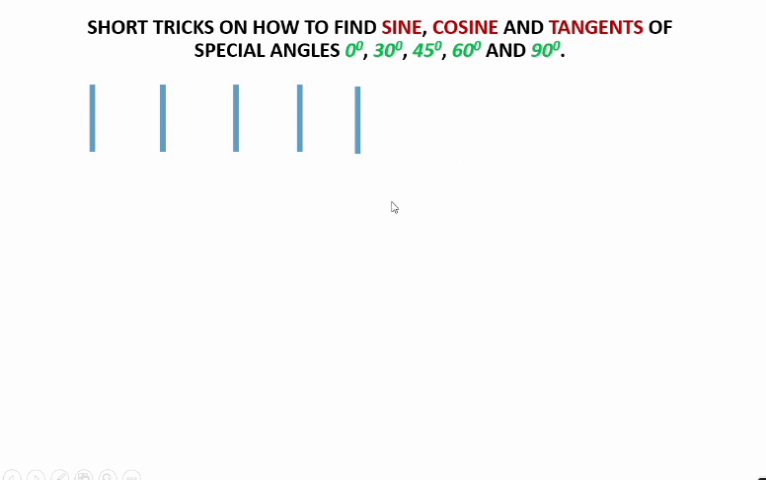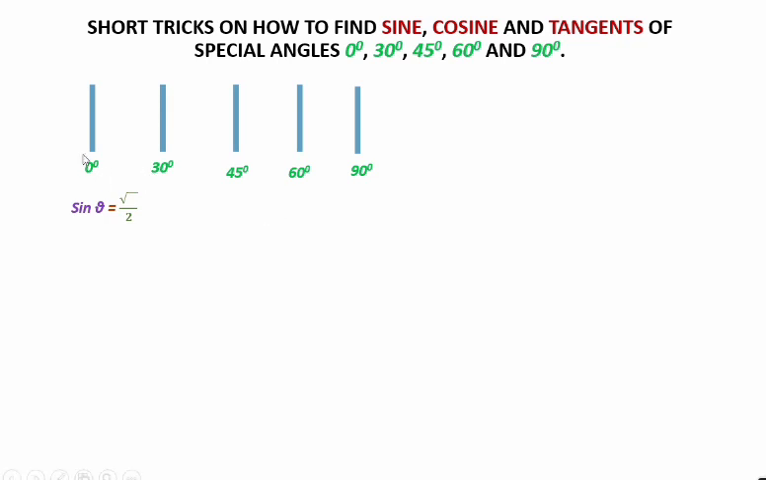Then, starting from the left, we're going to label the angles: 0 degrees, 30 degrees, 45 degrees, 60 degrees, and 90 degrees. Okay, so let us start with sine of these angles that are here. So this is the simple trick that we're going to be using. Now let's say for sine theta, we're going to write square root divided by 2.